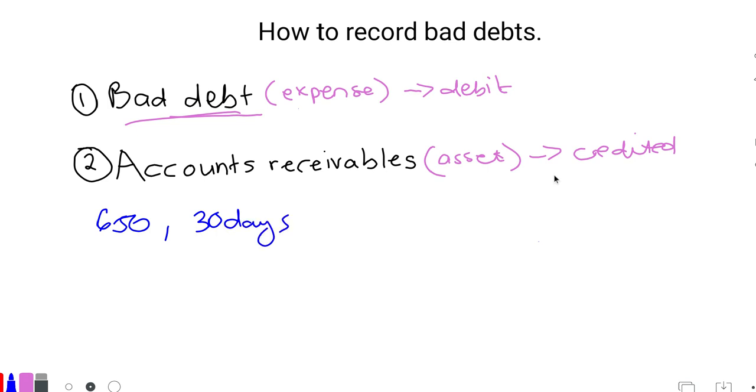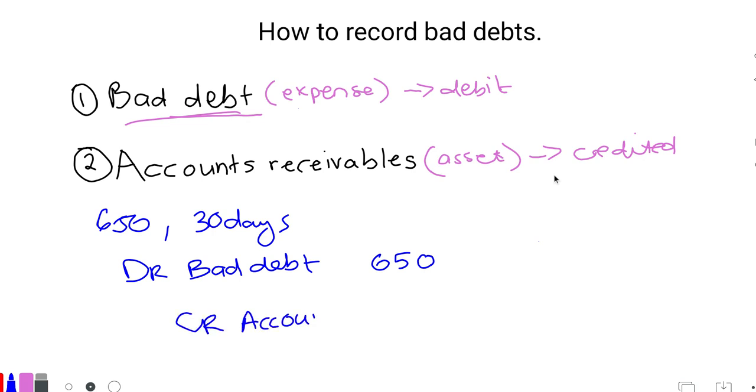So how we are going to record it is we are going to debit your bad debts, and this is an expense account, with your 650, and then we are going to credit the accounts receivable, because now we have less money to receive in the future, less assets, less money in our bank account in the future because of this write-off. So we are going to credit the 650. These are always the two accounts that are involved when dealing with bad debts and writing off bad debts.